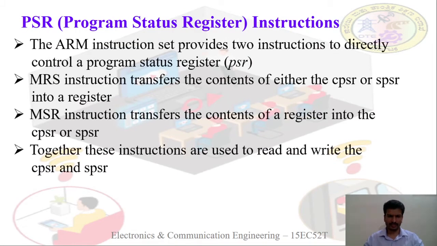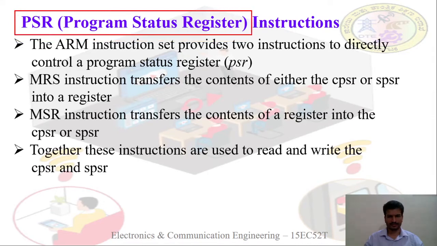Next, consider program status register instructions. In the ARM controller we have two PSR registers, program status registers. One is the CPSR and the other is the SPSR. CPSR means current program status register and SPSR means saved program status register. It also provides two instructions to directly control the program status register: the MRS instruction and the MSR instruction.